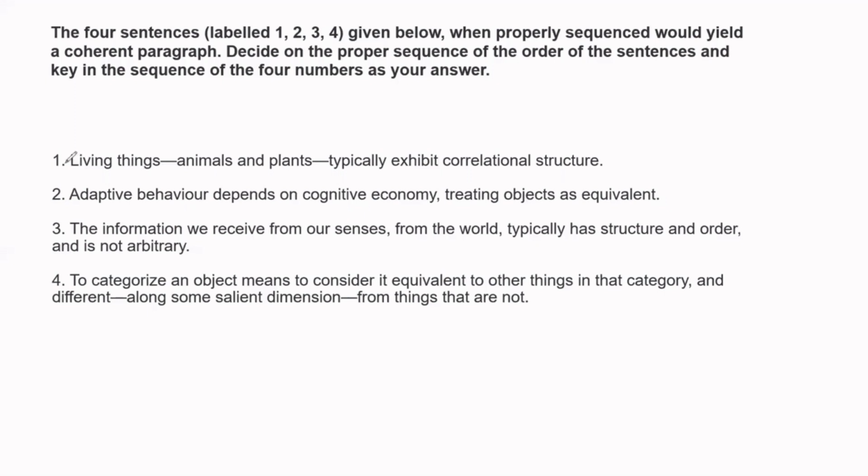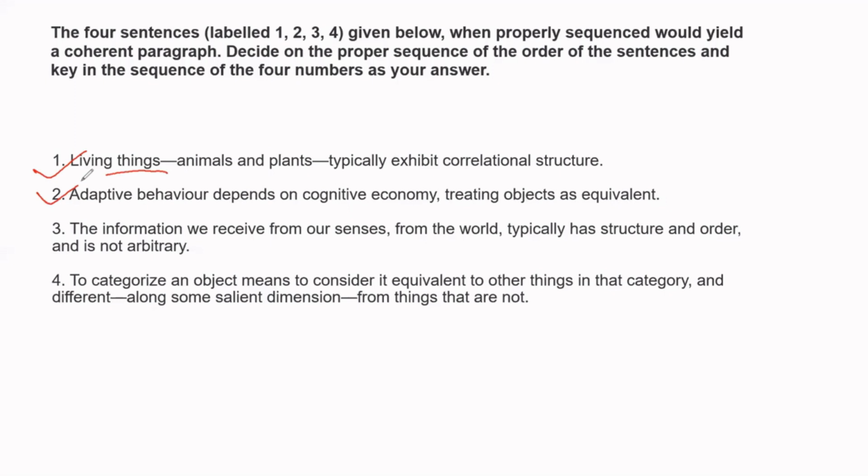Now let's look at sentence number 1. Living things, animals and plants typically exhibit correlational structure. Now by the language of it, it appears that this could be a very good opening sentence, and I'm not even negating the possibility of it being an opening sentence. But let me first go through the remaining 3 sentences and then I'll make a decision.